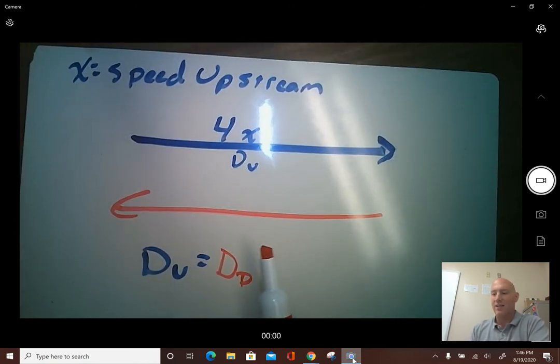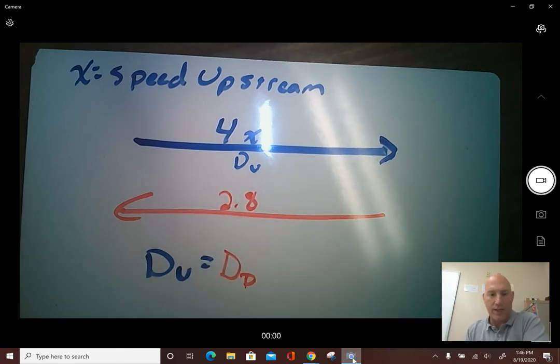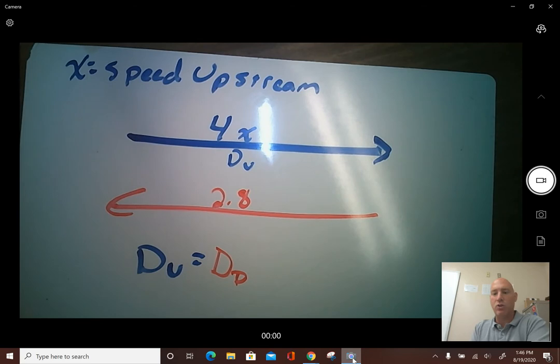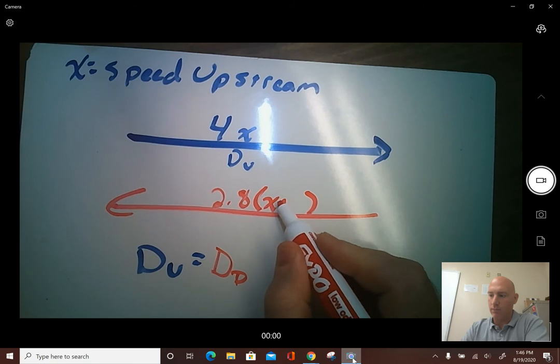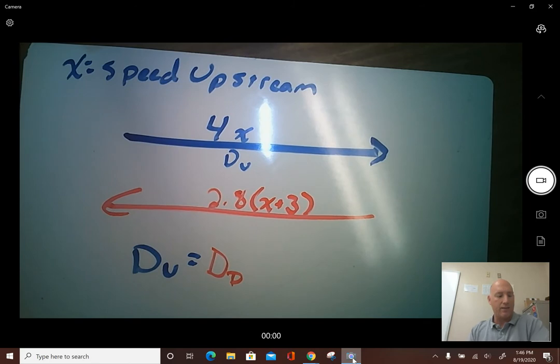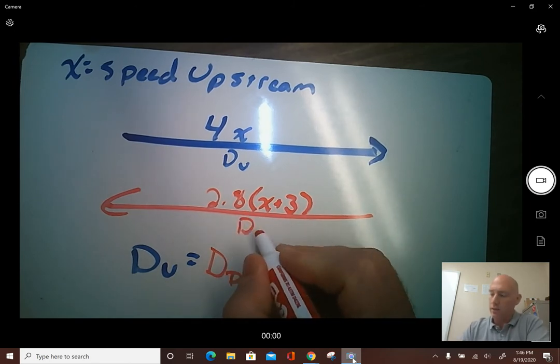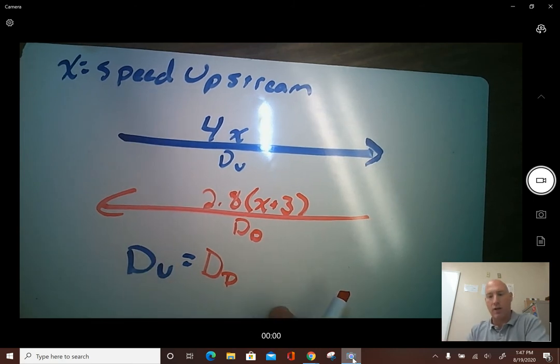My distance downstream. Well, this was a little bit harder, and I need to make sure I keep checking. 2.8 hours. So my time that I traveled on this was 2.8. The speed that I was traveling is 3 miles an hour faster than the speed upstream. So it was upstream plus, what was it? 3. Yep. And that is my distance downstream. So hopefully that makes sense where we're going to get our equation from.